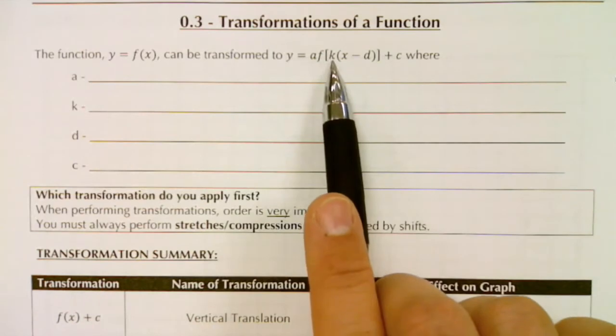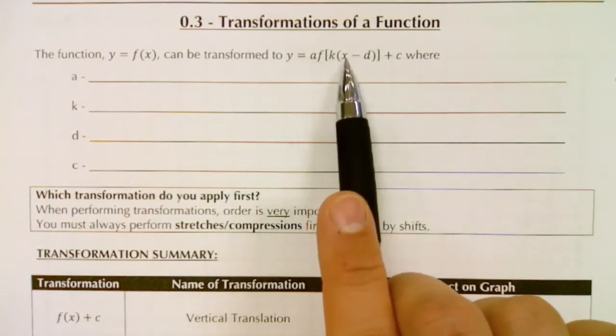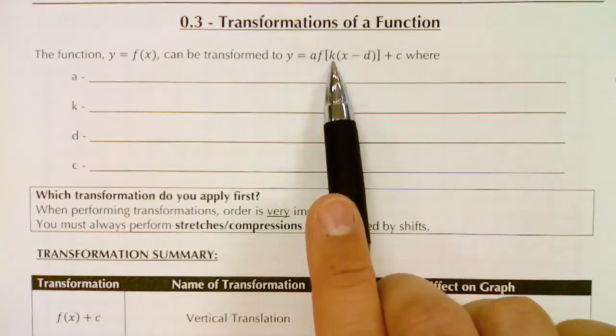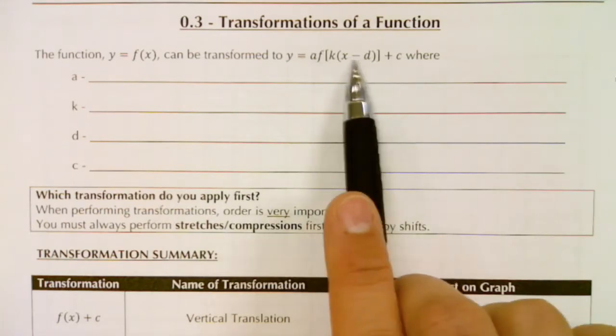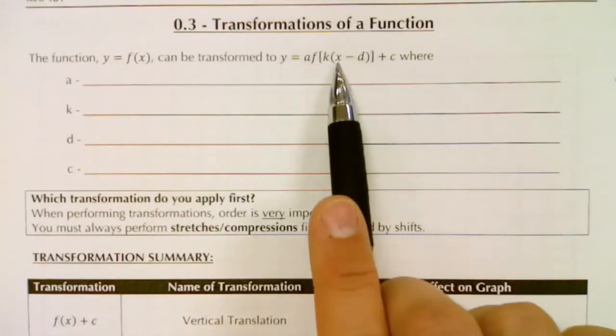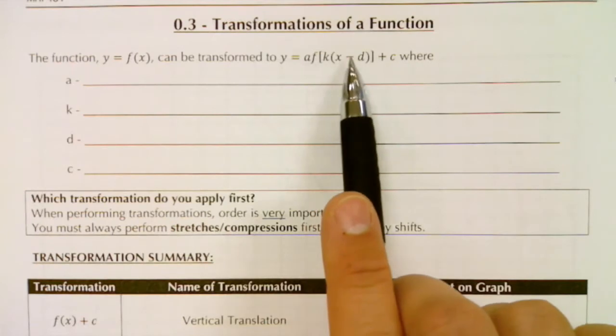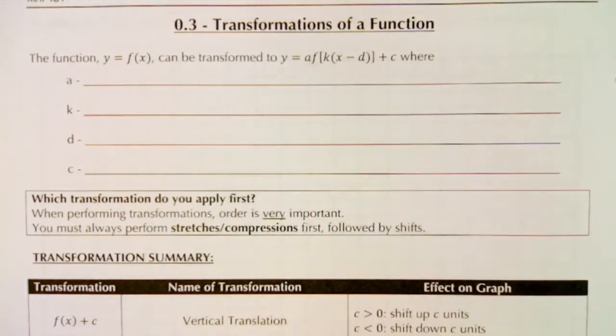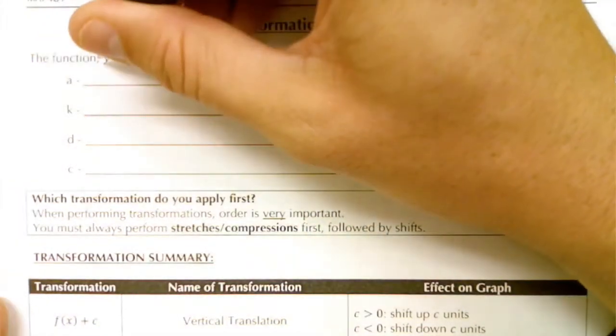If you have a value inside the function multiplying the x, that is K, and if you have a value inside the function being added or subtracted directly to x, that's D. The A, K, C, and D all pose different types of transformations. The A value is a vertical stretch or compression.